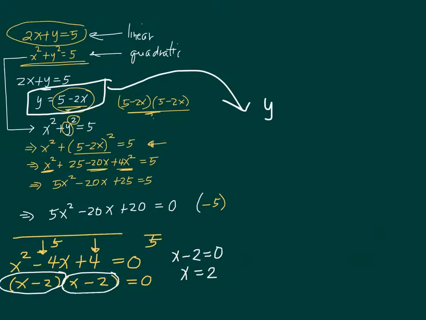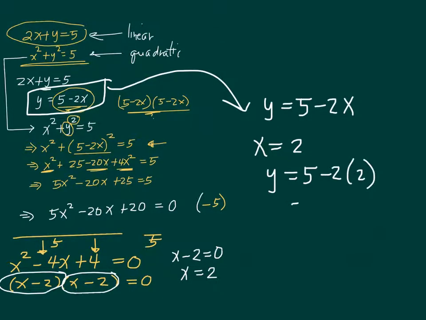So knowing that y is equal to 5 minus 2x, and that we found the value of x to be 2, then y is equal to 5 minus 2 times 2, which is equal to 5 minus 4. Hence, y is equal to 5 minus 4 equals 1. So the answer is x should be equal to 2 and y is equal to 1.